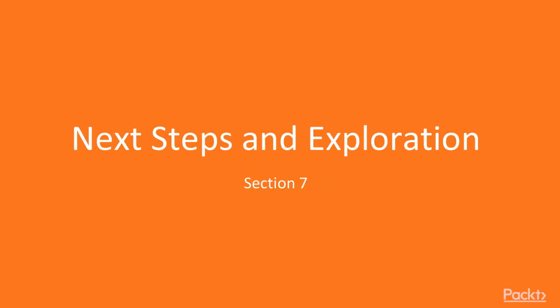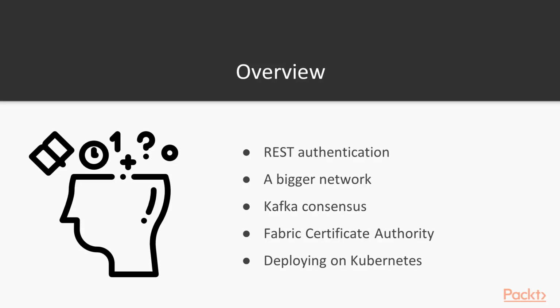In this section, we will explore some advanced topics for working with Hyperledger Fabric and Composer. We will discuss Composer REST Server authentication, expanding our network with extra peers, implementing a basic version of the Kafka consensus system, the Fabric Certificate Authority and how it deals with identities, and how to deploy our network to Kubernetes.